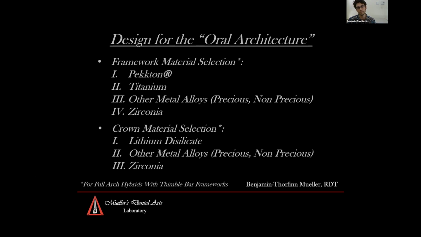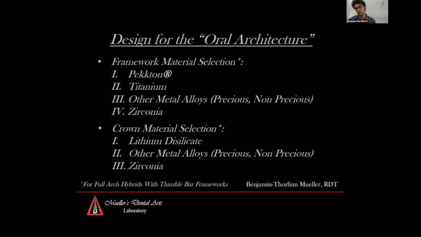And for us in the lab, for full arch hybrids with thimble bar frameworks, we have this 1, 2, 3, 4 option approach. We always try to go with pectin, which is a high-performance polymer, because it is very similar to cortical bone and human dentine in terms of compressive strength. So it acts like a shock absorber between the occlusal forces and the implants.